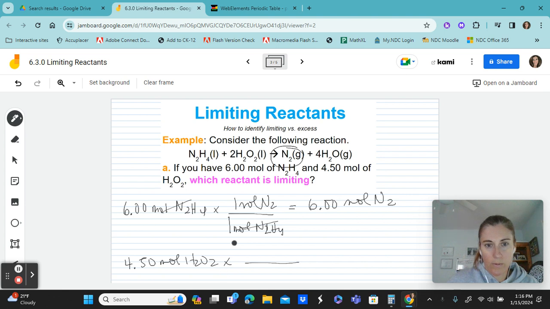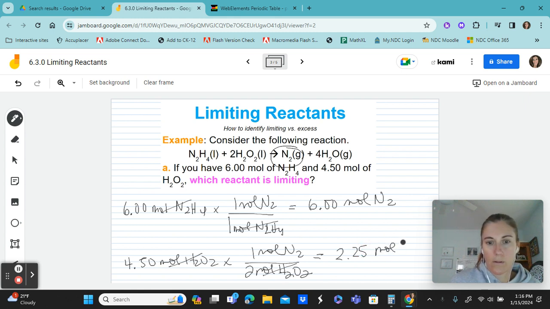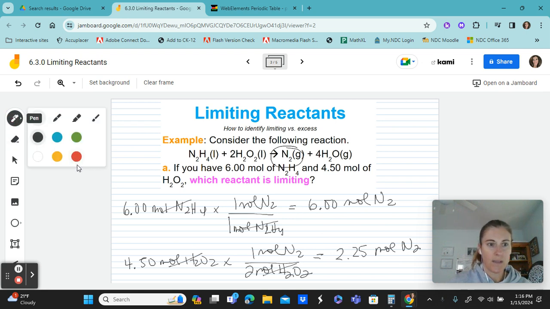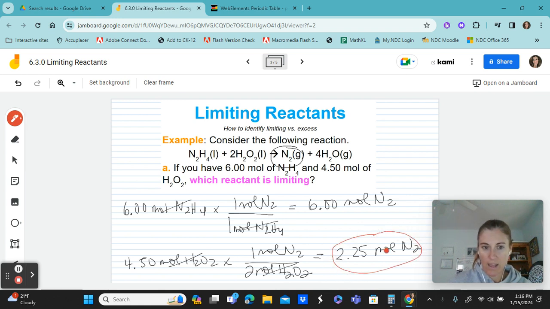So our ratio is 2 moles of H2O2 to 1 mole of N2. 4.5 divided by 2 is what, 2.25? Now, I solved for the same thing, and you have to understand what you're doing now. I took both of these reactants and solved for the same product. This one made less. If this made less, then go back to what you started out with. This is your limiting reactant.